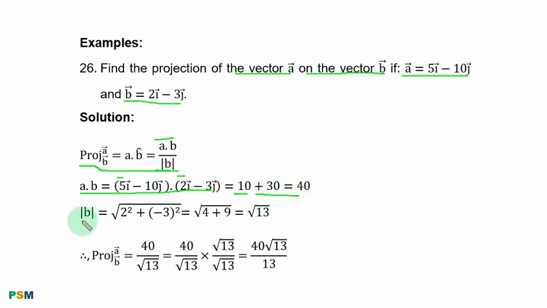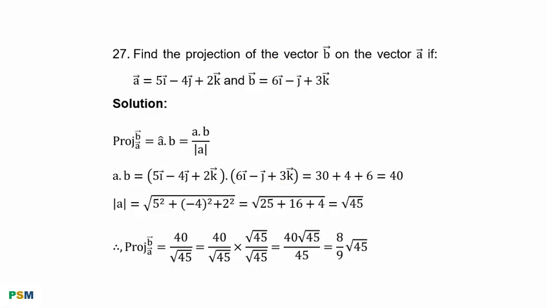You get the magnitude of vector B, which is equal to root 13. Therefore, the projection of vector A on vector B is equal to the dot product, which is 40, over the magnitude of vector B, root 13. When you rationalize, you use root 13 to multiply both numerator and denominator, and you have 40 root 13 over 13.